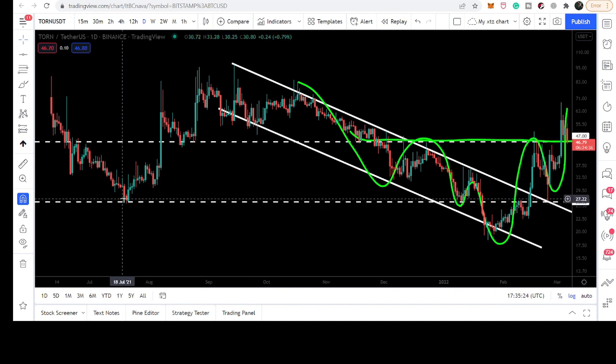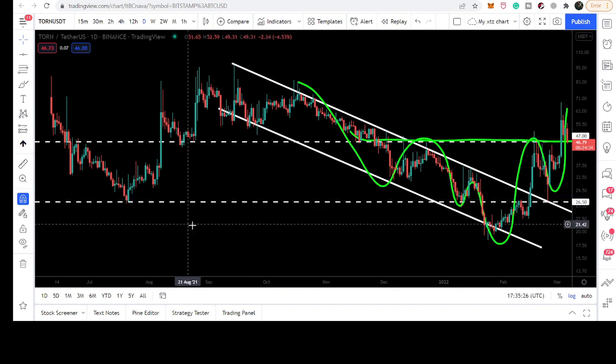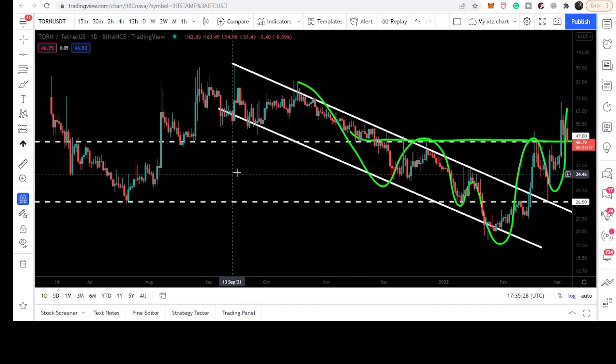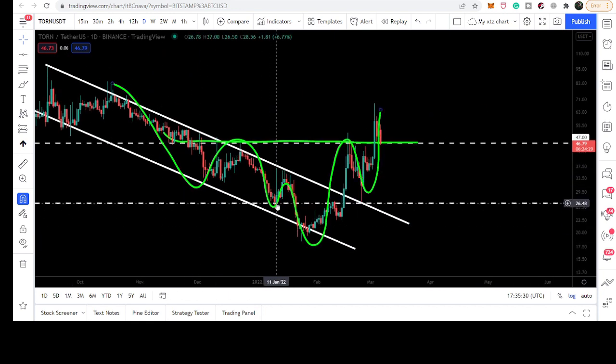$26.5, and here you can see back in July 2021 it has been working as a very strong support, and here it worked as a strong support in January 2022, and in Feb 2022 it has been working as a resistance, and now it worked as a support once again at the end of Feb, and at the same time it was also testing the previous resistance of the channel as a support.